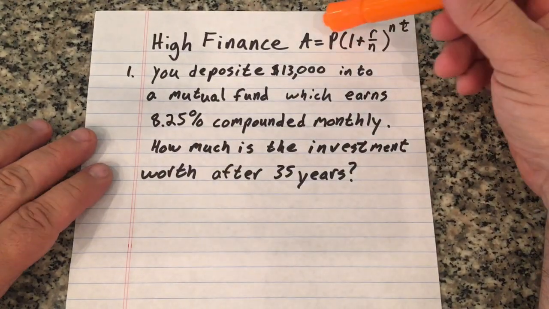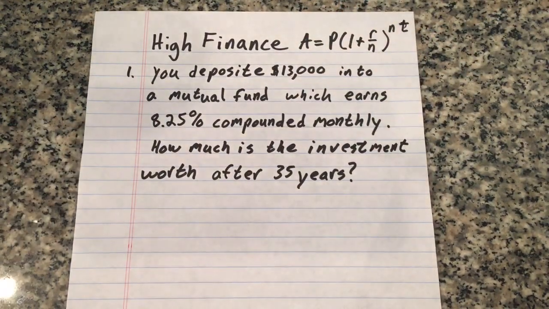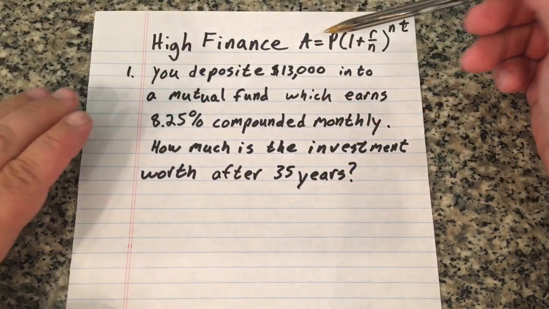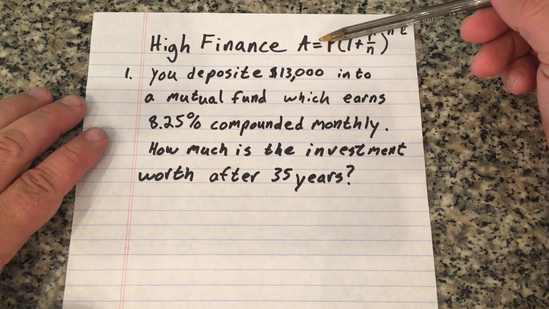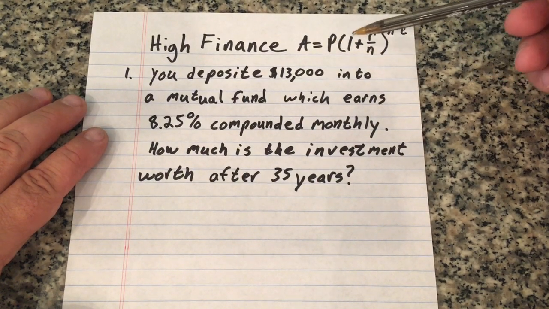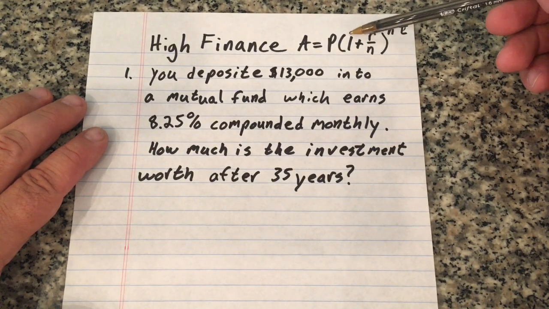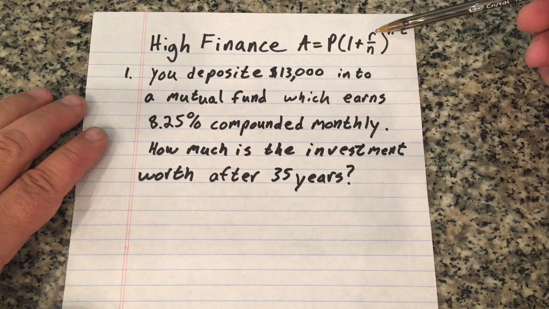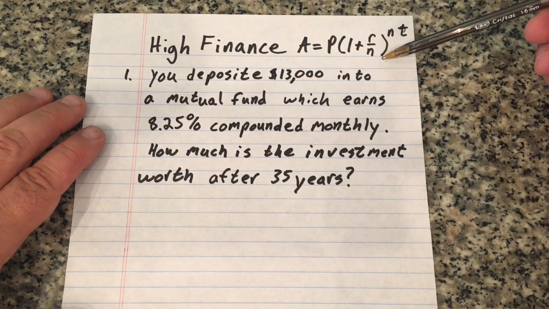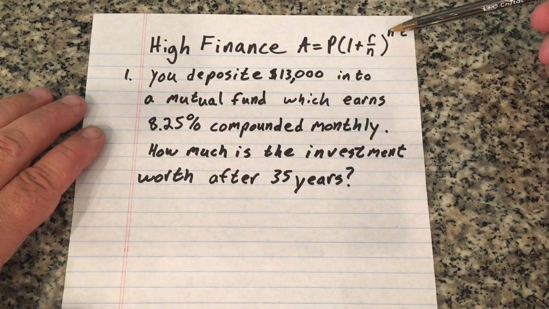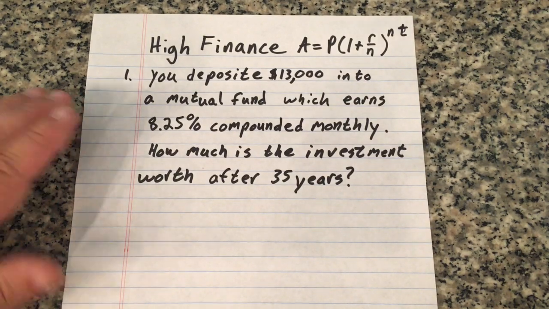Okay, high finance. The formula we're going to be using, anybody going into business classes, this is going to show up a lot. The amount equals a principal, that's the amount you put into an investment, times 1 plus the interest rate over the number of compoundings, close the parentheses, to the number of compoundings times the time. Usually the time is in years.